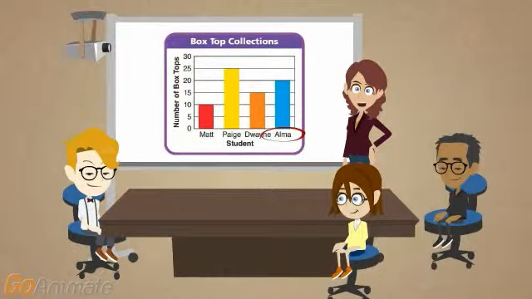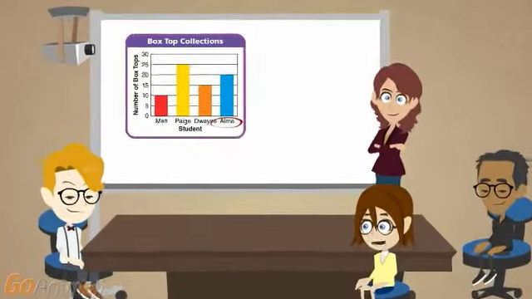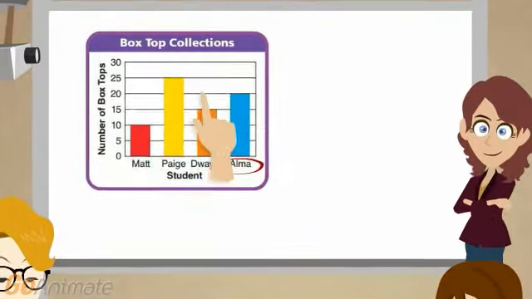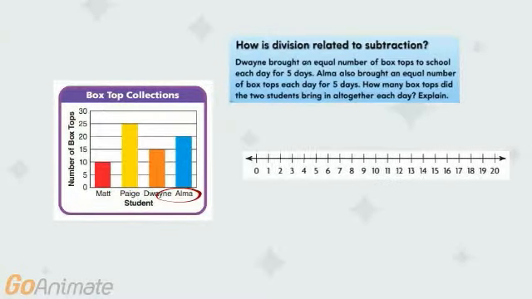Now, let's take a look at Alma. What do we know about Alma? Well, she brought the same equal amount of box tops each day for 5 days as well. Let's see how many she brought in total by looking at the graph. If we look at Alma on the bar graph, and we go up the bar and over, we see that she brought in a total of 20 box tops. So, we can again think about making jumps of 5 to represent the 5 days, but this time we are going to start at 20.